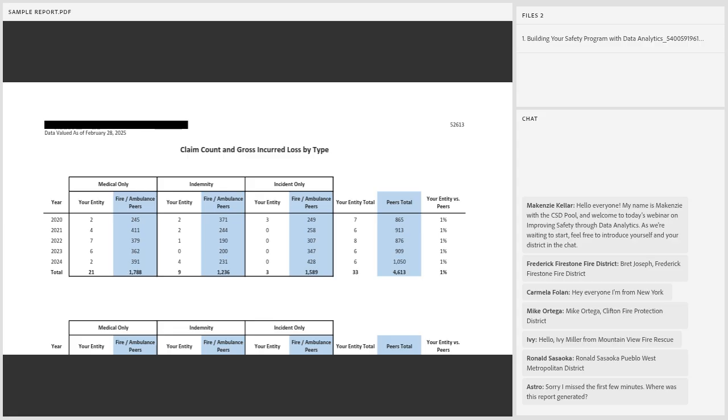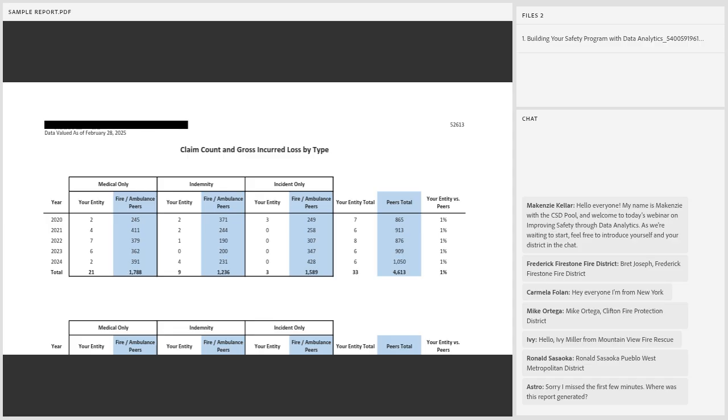Indemnity claims, also known as lost wage claims, are the most expensive type of claims. They often result from injuries severe enough to prevent an employee from working. So, for instance, in 2024, this fire district had 2 medical-only claims totaling just $1,000. But they have 4 indemnity claims for about $161,000.